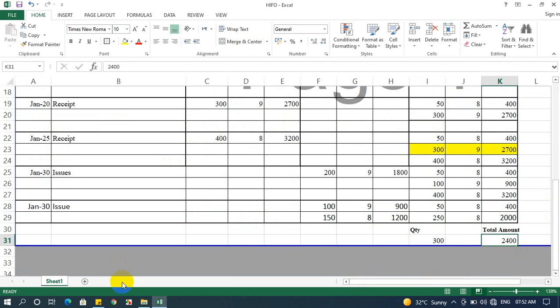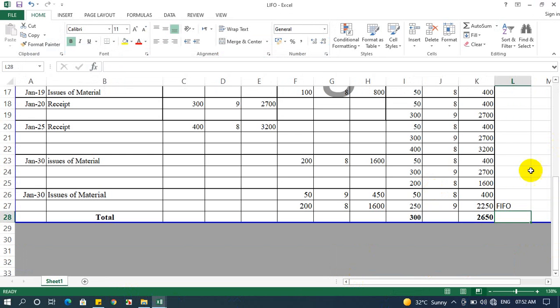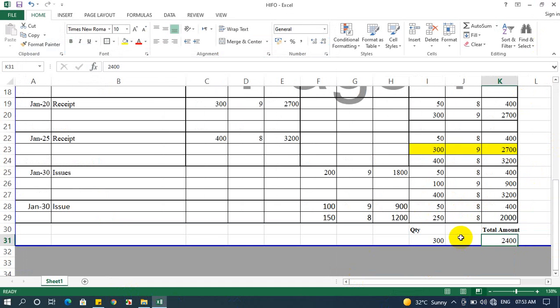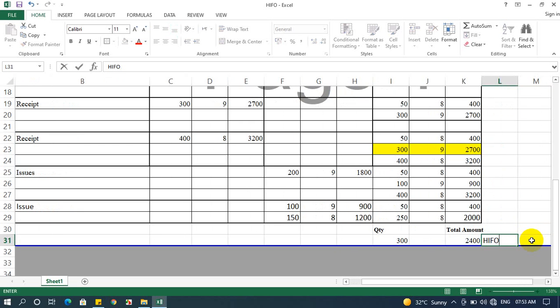So it is the same as this. We don't have any suggestion, so we can use FIFO. But if we look at LIFO, in LIFO 300 units are left with 2650, so it is higher. So as we can suggest, we can use FIFO or HIFO methods for material issuing, right? So here both of them are good options because they leave the same quantity and the same total amount, or total expenses. This is all for today.